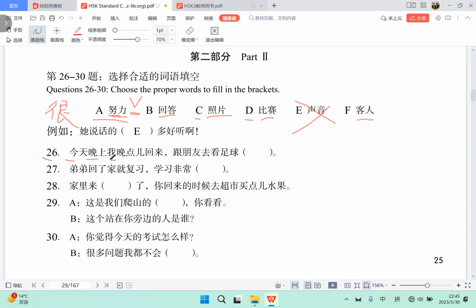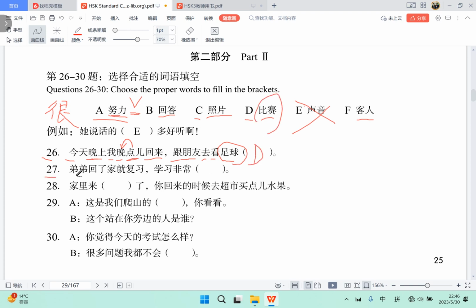Okay, 26. 今天晚上, so tonight, this evening. 我晚点回来, so 回来 is to go back. And 晚 is a little bit late. I will go back late. And the 点 right here is the degree complement to describe 晚. So how late I came back: I will come back a little bit late. 跟朋友去看足球, so with friends to watch football. 足球比赛, right? Competition. So this one we choose D.